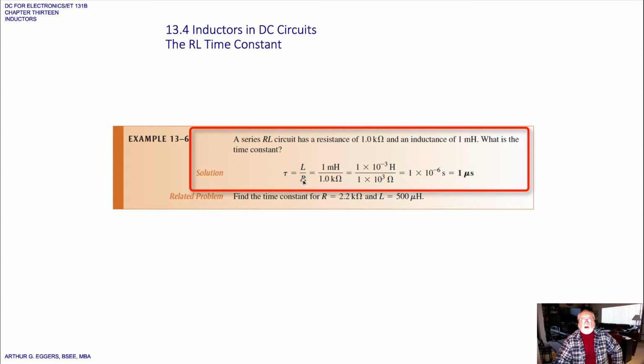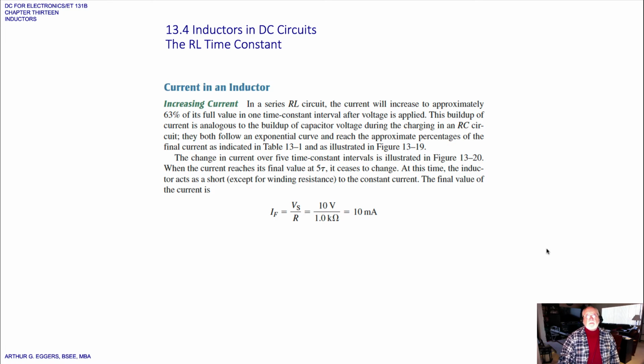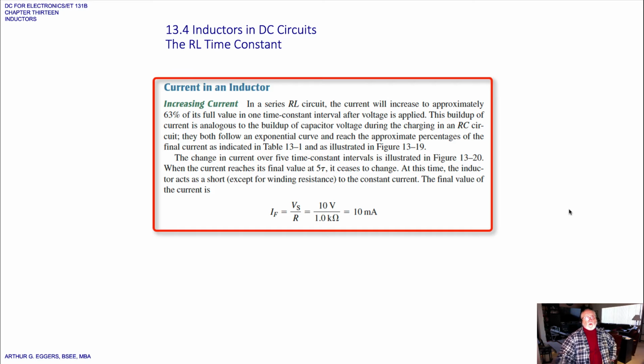Tau is equal to L over R, 1 millihenry divided by 1 kΩ. Applying the laws of algebra for quotients, the 10 to the third can be moved into the numerator by changing the sign on the exponent to -3, and it simply becomes 1 times 10 to the -6 when the exponents are added together, or 1 microsecond. Now we need to look at what happens in increasing and decreasing currents, charge times and discharge times.